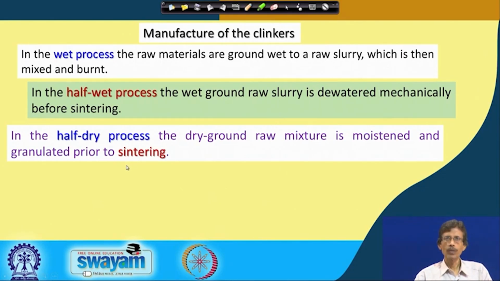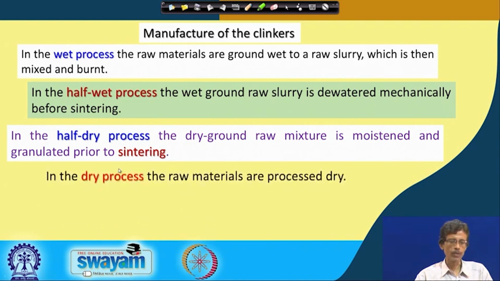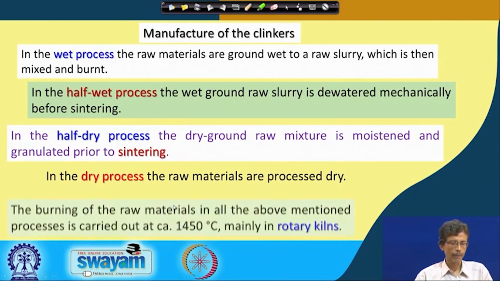Depending upon the material and the type of cement to be produced, whether you are producing slag cement, fly ash cement or pure Portland cement, different processes can be used to improve the quality of the cement. And finally, from the wet process to the dry process. So these are the four different techniques. In the dry process, the raw materials are processed dry.